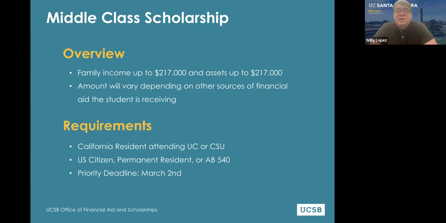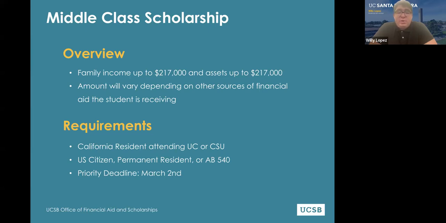So what that means is that if you have other forms of financial aid such as Cal Grant, Pell Grant, or UCSB scholarship, it could lessen the amount of middle class scholarship you're eligible for. But if for whatever reason you don't qualify for some of these other sources of financial aid, middle class scholarship could be higher in order to cover the expense of the financial aid that you would be missing out on, but you'd still be eligible for.